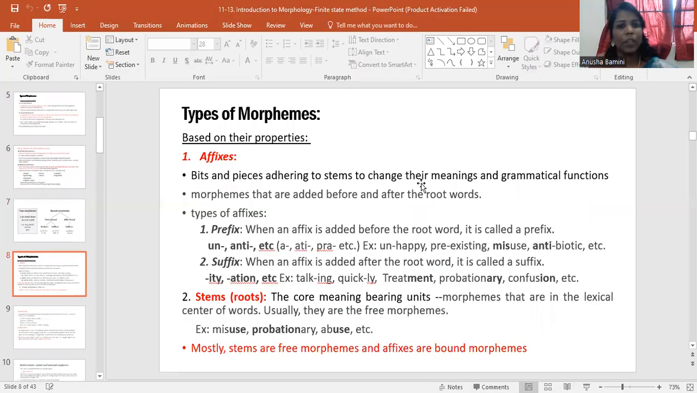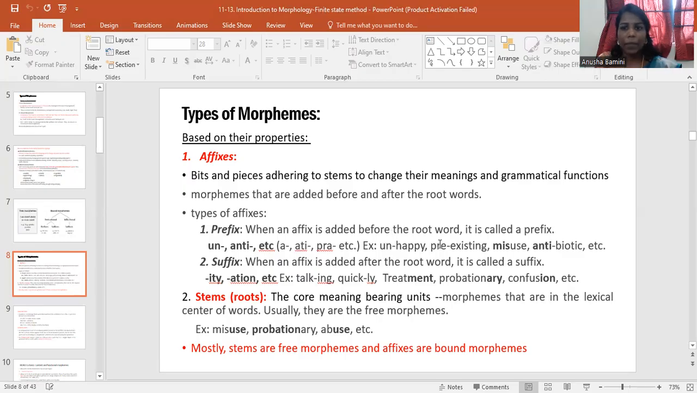Then, based upon the properties, we can divide morpheme types into two: affix and stem. Affix, as I already explained, means that to a stem word we add letters either before or at the end. That is called an affix, a prefix or suffix. This is the affix morpheme, based on the property. Here, to the stem or root word, I add some content.